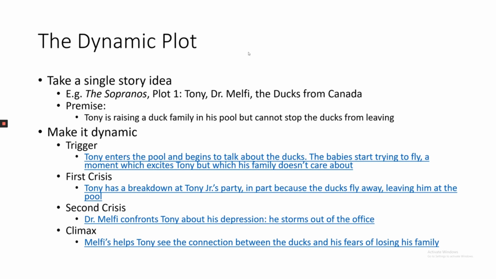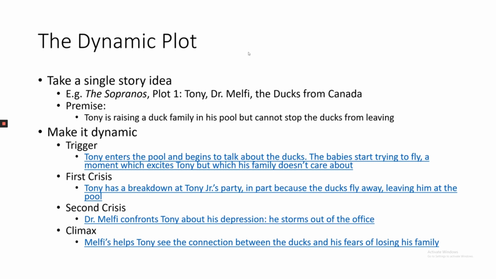is fully engaged. What I wanted to do is take a look at a story from The Sopranos pilot, which I would call Tony, Dr. Melfi, and the Ducks from Canada. In the pilot, if you look at it, there's a lot of things going on, but this is only one of the stories. I think it's actually probably the most important story. The premise of the story is that Tony is raising a duck family in his pool, but cannot stop the ducks from leaving when they finally decide to leave.